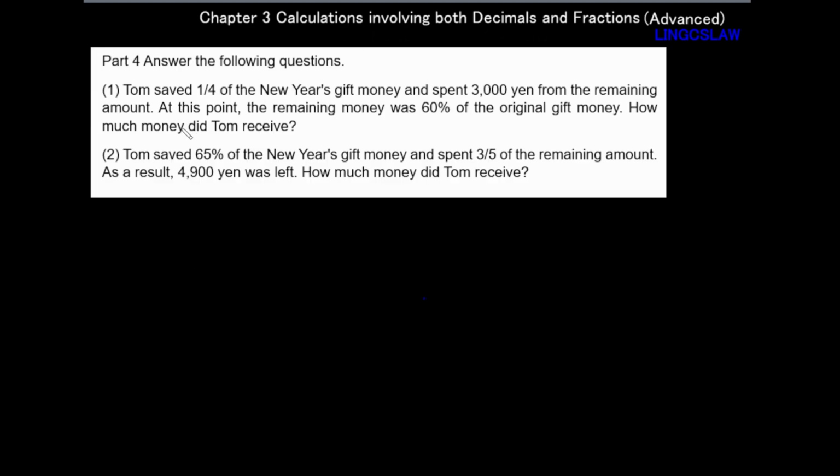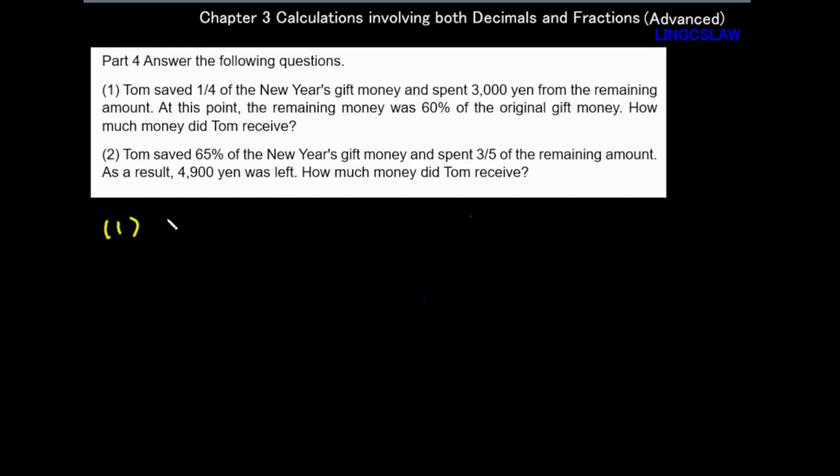Answer the following questions. Number 1. Tom saved 1/4 of New Year's gift money and spent 3,000 yen from the remaining amount. At this point, the remaining money was 60% of the original gift money. How much money did Tom receive? Now, the unit is yen, Japanese yen.